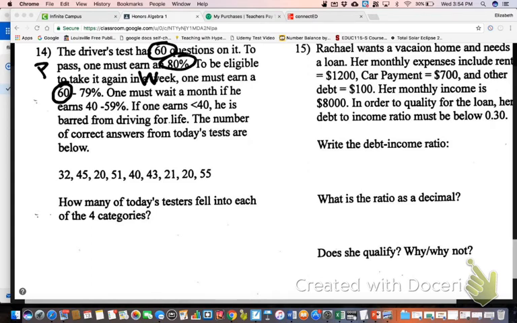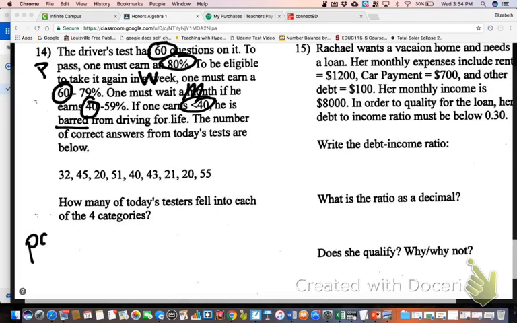One must wait a month if he earns a 40%, so you got to wait a month for 40. And if you get below a 40, you're barred from driving for life. That's not really true, by the way, guys. They'll let you take it over. Although I think there are some people, probably myself included, who should be barred for life from driving. But let's figure out how many of each tester fell into each category.